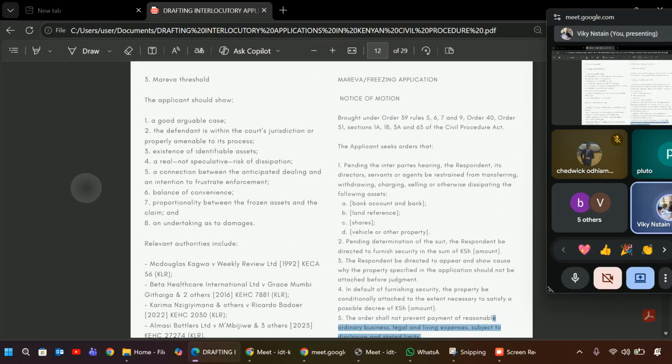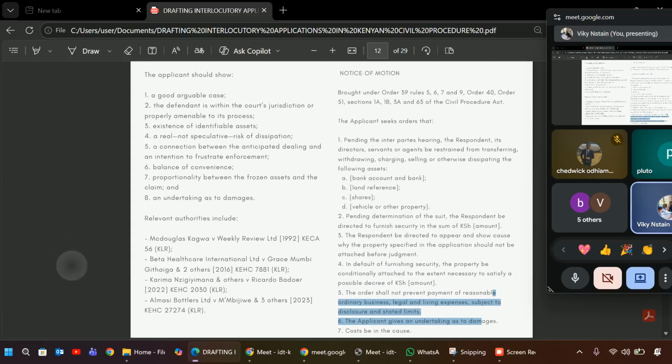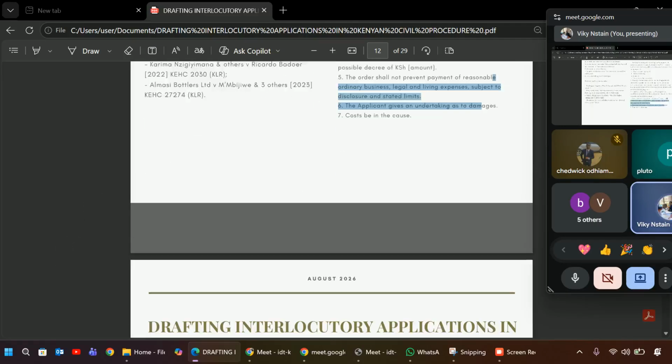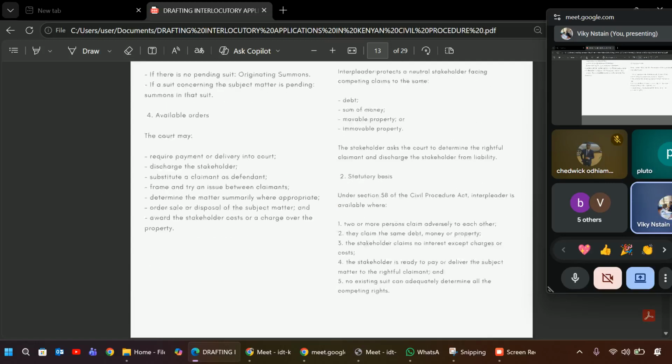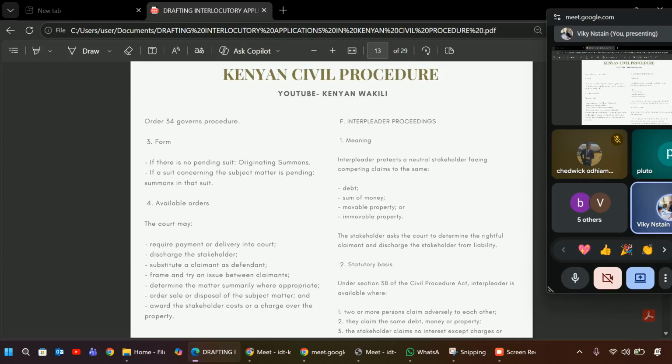Now, we have talked about Order 39, Rules 5, 6, 7, 8, 9, and Order 40 on Mareva injunctions. Then, in this situation, Order 34 will govern the procedure. And the form that you will be using, if there is no pending suit, is an originating summons.